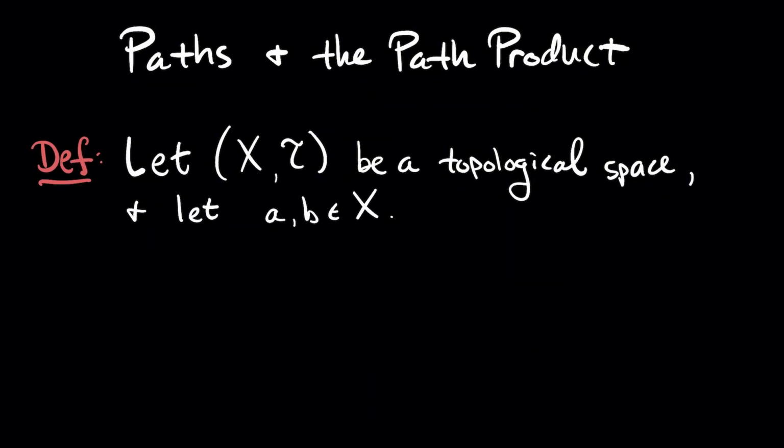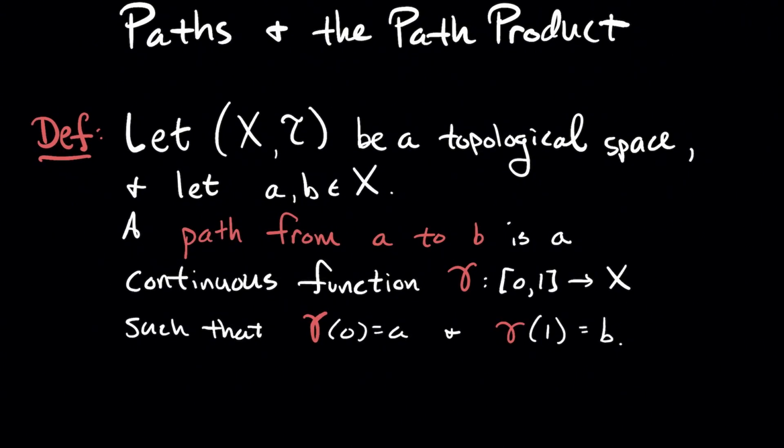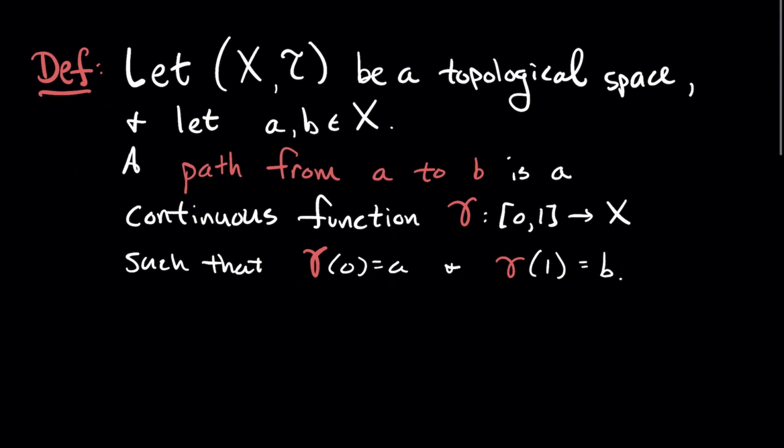Let X be our topological space with topology T, and let A and B be 2 points in X. By the way, in this video, we won't really do a whole lot with the topology T, just including it for the formality here. So a path from A to B is just a continuous function gamma, whose domain is the unit interval from 0 to 1, so all real numbers between 0 and 1, and whose codomain is our topological space X, such that gamma of 0 is the point A, and gamma of 1 is the point B.